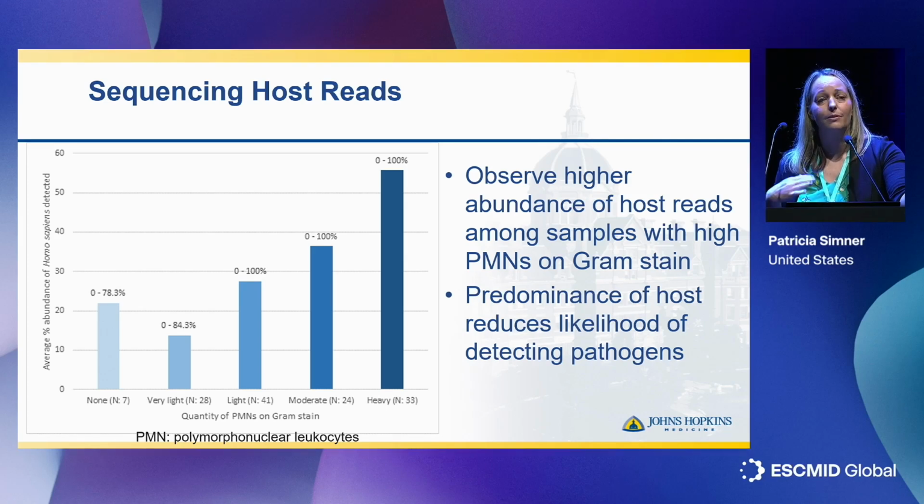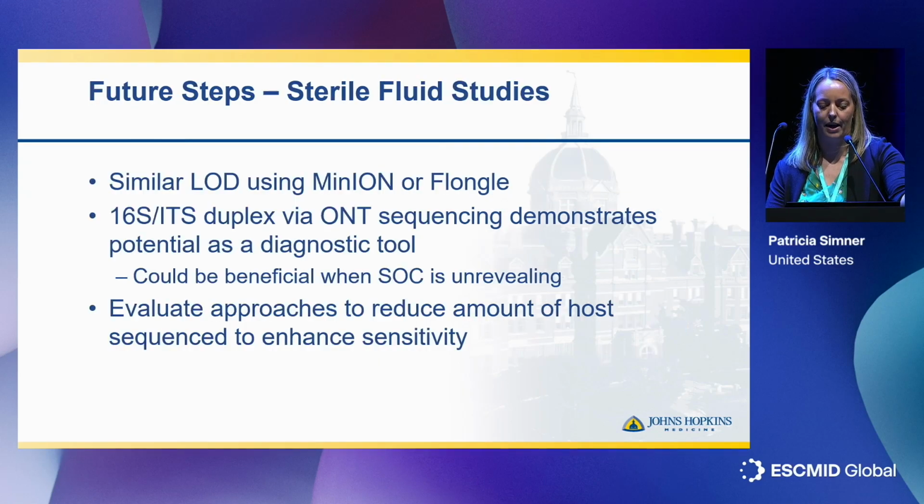And then we did see those sensitivity issues. We were not getting down to the limits of detection that we were seeing with some of our culture-based methods, and we found that it really correlated with the amount of host response that we were observing on our gram stain. We observed higher abundance of host among samples with high PMNs on gram stain, which is not surprising. The predominance of the host reduced our likelihood of detecting the pathogens, even by our targeted approach.